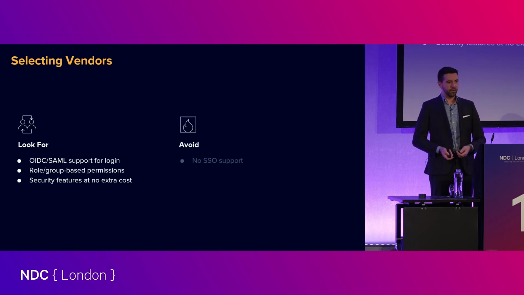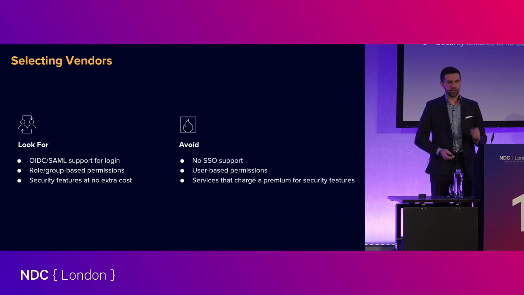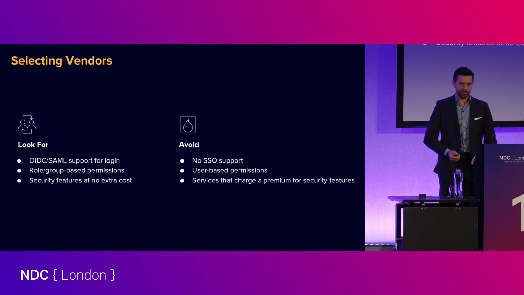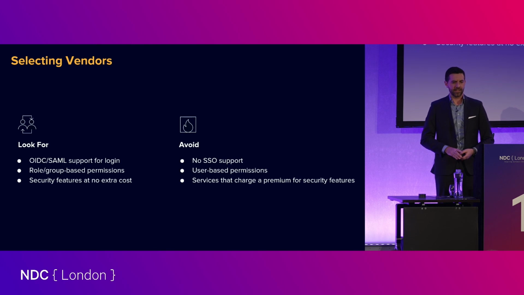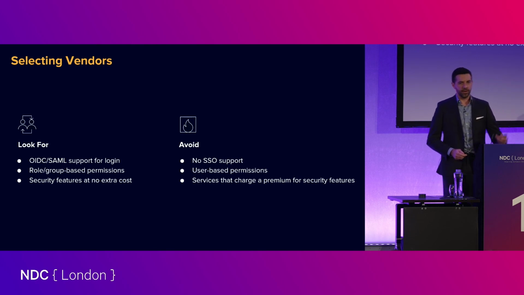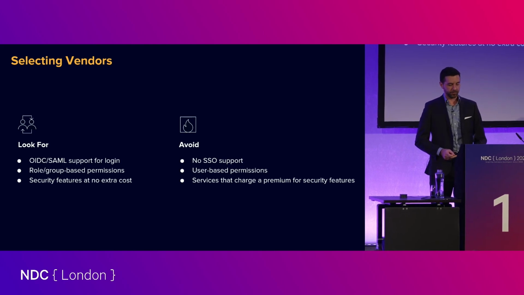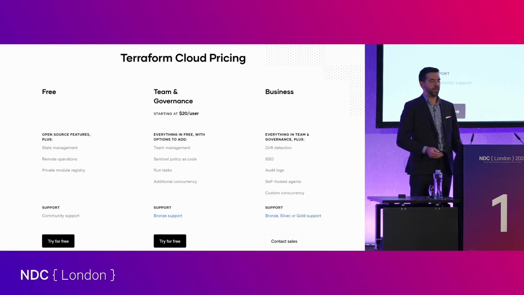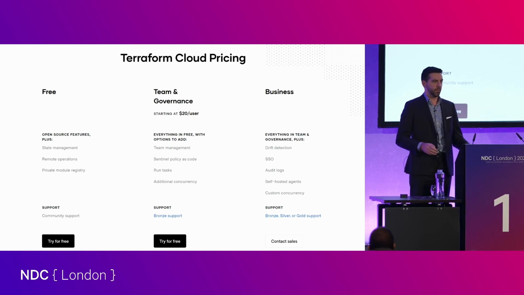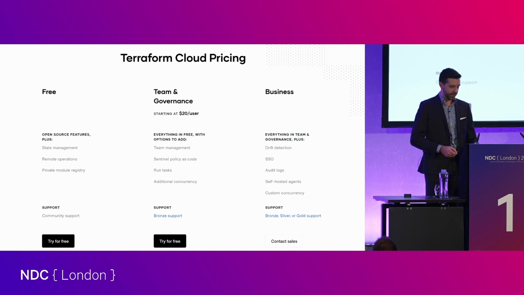So the flip side is things to avoid, well, no SSO support, user-based permissions, or services that charge a premium for security features. There's actually a website that keeps track of this. I think it's called SSO Tax. And it's just a public shaming forum for all the companies that charge extra for something as simple as SSO. And we can see how this kind of takes form in a lot of different companies. I love Terraform. I use it for most of my infrastructure. Terraform Cloud is something that I tried out a couple times and was all right.